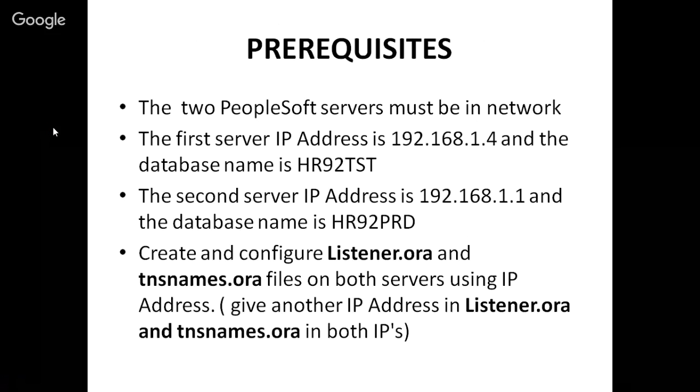Next, what are the prerequisites? Before starting a migration, as a part of PeopleSoft Administrator, we need to ensure that these things are there. Then only we can do migration. First, the two PeopleSoft servers must be in the network. How can we check the network? Just know the IP addresses of the systems and the database name so that we can ping that system. I'll just show you how to do that.